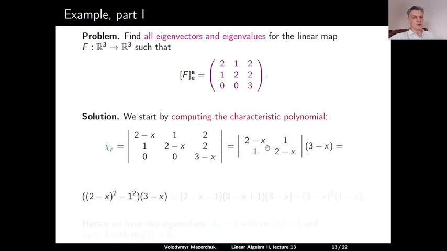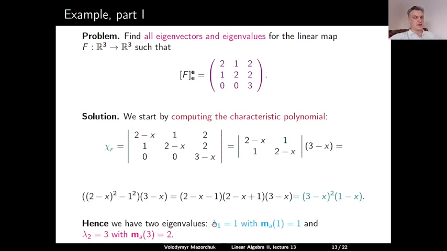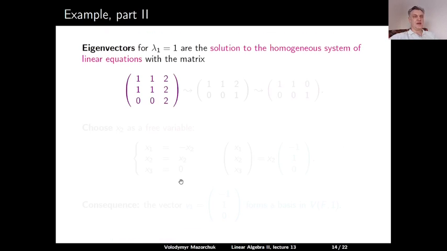So the determinant of the 2 times 2 matrix is (2 minus x) squared minus 1 squared, and then times (3 minus x). This is a difference of two squares. So it's (2 minus x minus 1) times (2 minus x plus 1) times (3 minus x), and this is equal to (3 minus x) squared times (1 minus x). So we have two eigenvalues. Lambda 1 is equal to 1 with algebraic multiplicity 1, and lambda 2 is equal to 3 with algebraic multiplicity 2.